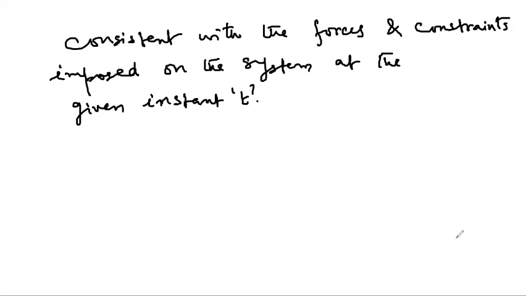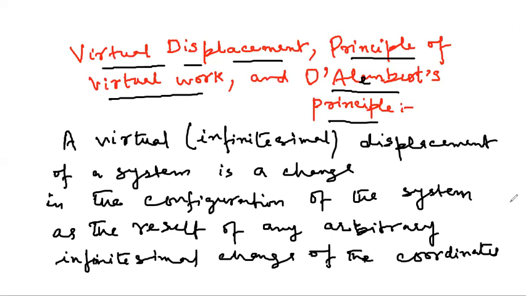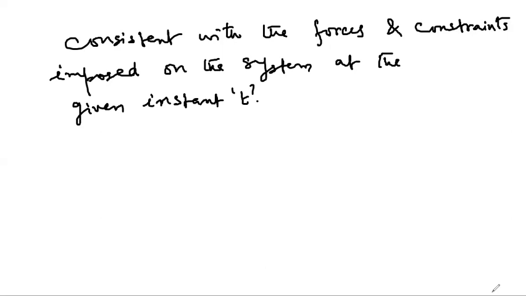So let us understand this definition. Let me first check it. A virtual infinitesimal displacement of a system is a change in the configuration of the system as the result of any arbitrary infinitesimal change of the coordinates, consistent with the forces and constraints imposed on the system at the given instant t.